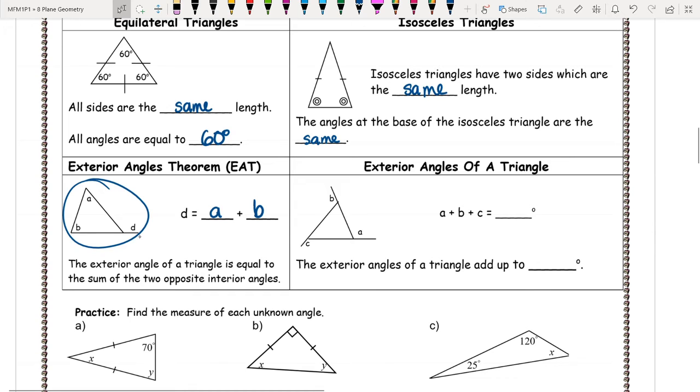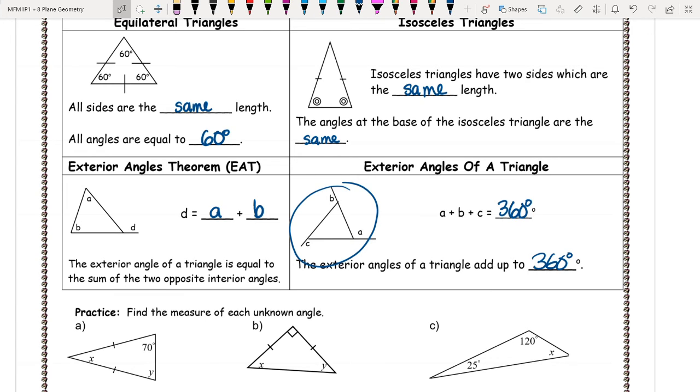And then if we look at exterior angles of a triangle, the exterior angles of a triangle are always going to add up to 360 degrees. Okay, and that is going to actually be true for any polygon, as you will learn as we go forward. All the exterior angles all add up to 360 degrees.